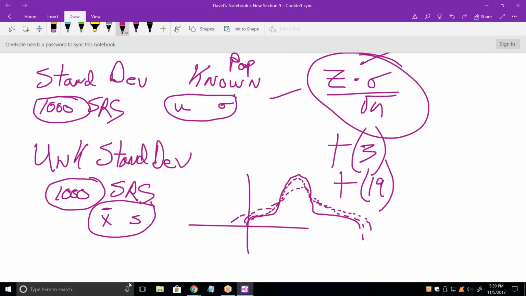then that's where I use the T instead of the Z. In other words, if I have an unknown population standard deviation, I don't know what sigma is. You know what the difference is here when I write mu and sigma as opposed to X bar and S? Sample and population.